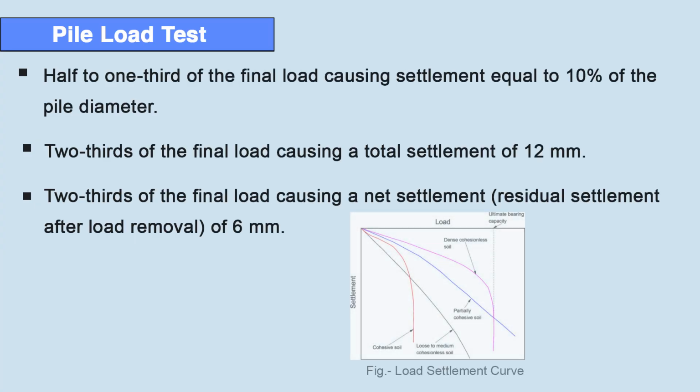If the ultimate load cannot be determined from the curve, the allowable load is calculated as follows: half to 1/3 of the final load causing settlement equal to 10% of the pile diameter, 2/3 of the final load causing a total settlement of 12 mm, or 2/3 of the final load causing a net settlement of 6 mm.